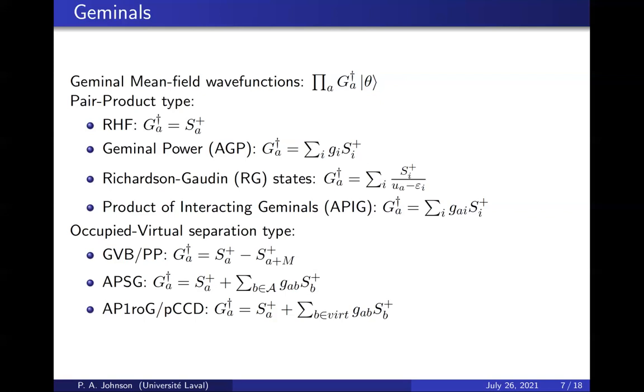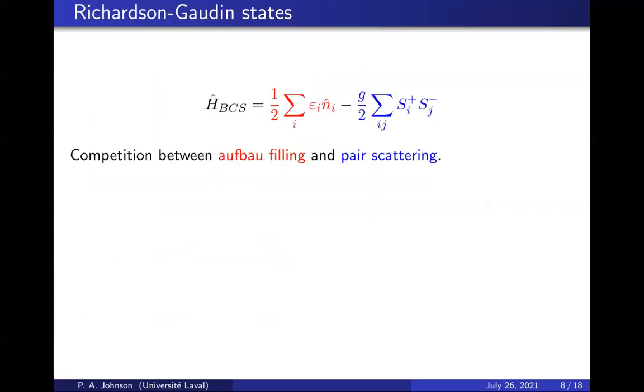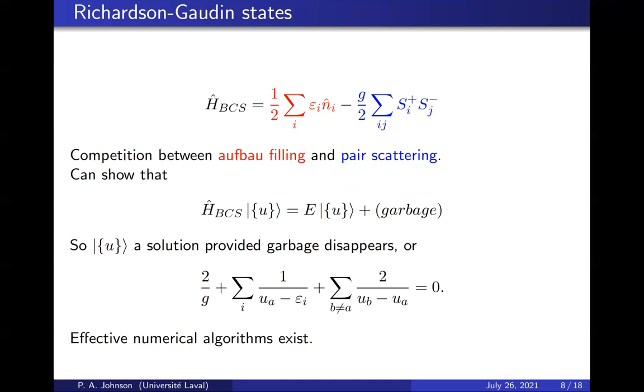We are looking at Richardson-Gaudin states as our Geminal, so let's describe those briefly. They are eigenvectors of a physical system. It is a physical system you've probably not seen before unless you've heard me talk. So they are eigenvectors of this particular Hamiltonian, which is a competition between two effects: filling the lowest levels and pair scattering between each site. You can easily show in a few lines that if you act with this Hamiltonian on a product of RG pairs, you will get one term that's proportional and a whole bunch of linearly independent garbage. Now it's an eigenvector provided that the garbage disappears numerically.